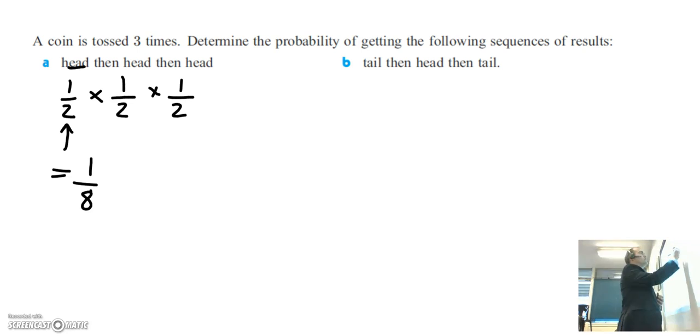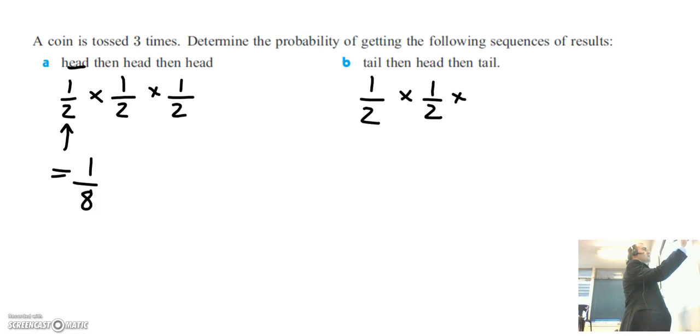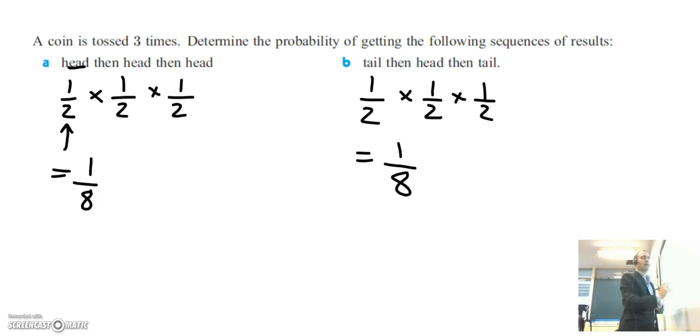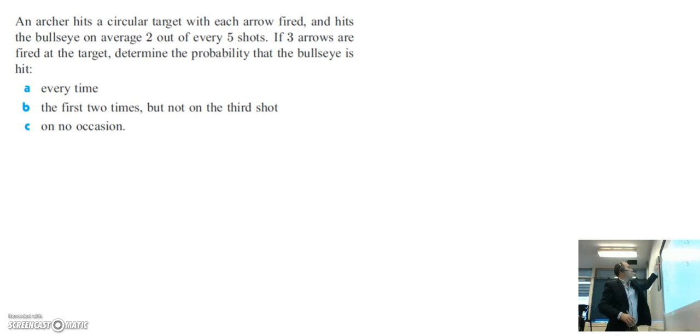A tail. So what's the probability of getting a tail? Well, that's 1 in 2. Then a head. Well, that's a 1 in 2 chance. Then a tail. 1 in 2. So same result as before. That's a simplistic example. Let's have a look at a more complex one.